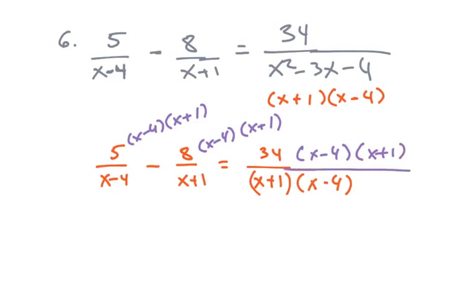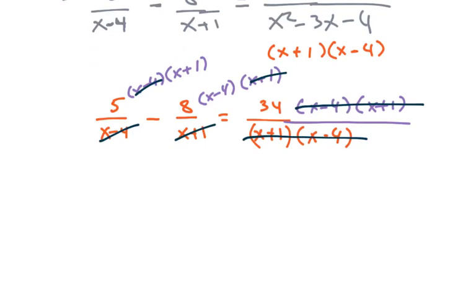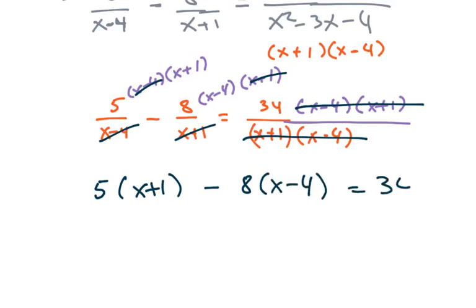Okay? From here, the x minus 4's cancel out, the x plus 1's cancel out, and x plus 1, x minus 4 cancels out. And what am I left with? Well, 5 times x plus 1 minus 8 times x minus 4 equals 34. So I no longer have fractions, and I'm ready to rock and roll.